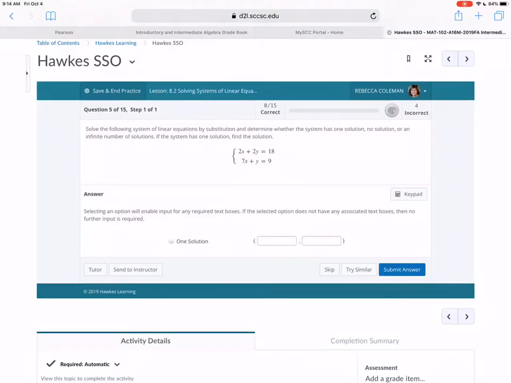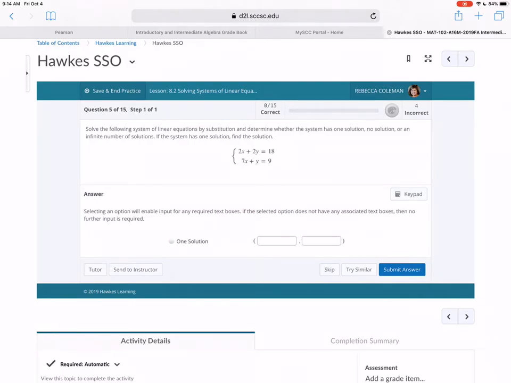Now, in section 8.2, you're still solving systems of equations. You're just looking at a different method. So instead of having to graph everything, you can use the substitution method to solve the system of equations without constructing the graphs.